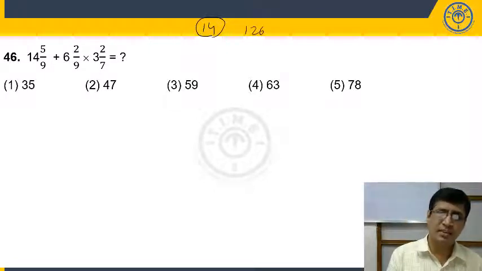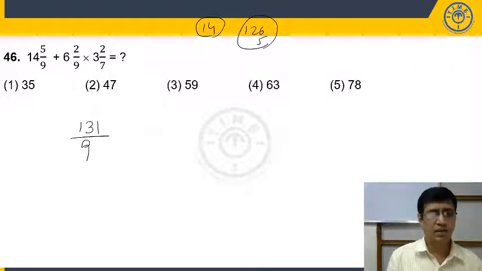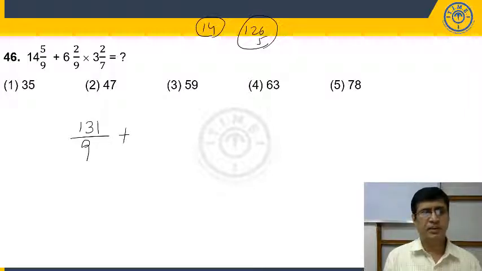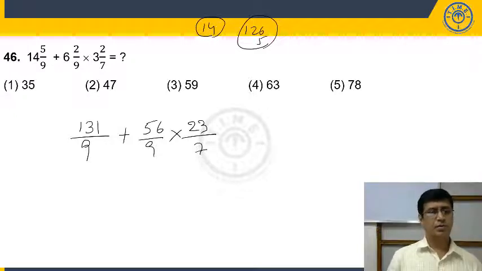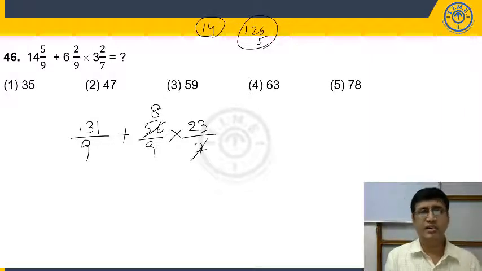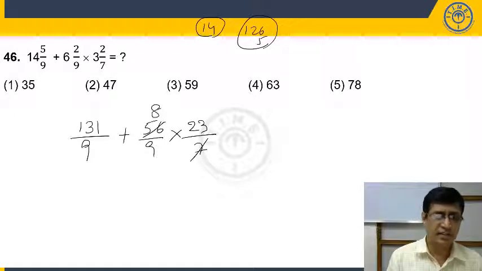So 126 plus 5. How much is it? 131. 131 by 9. And what is the second part? 6 into 9. 54 plus 2. 56 by 9. And what is the next part? 7 into 3. 21 plus 2. It is a 23 by 7. Now simplify this. What is the cancellation? 7. It was exactly 8 times in 56. 7 8 is a 56. Now what is the result here?